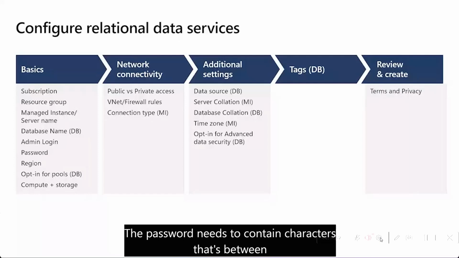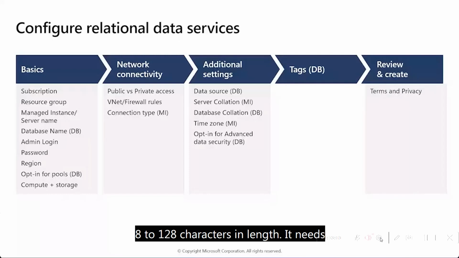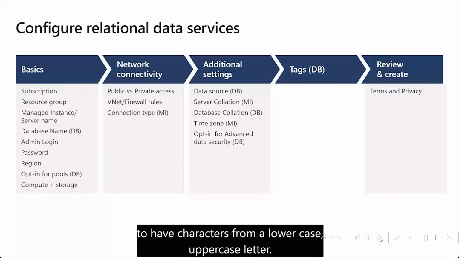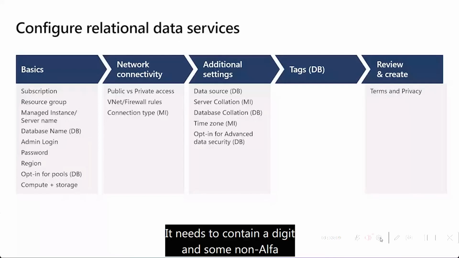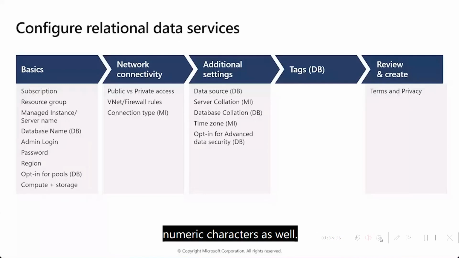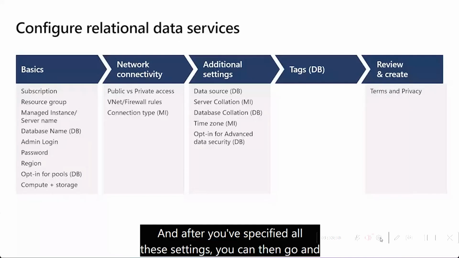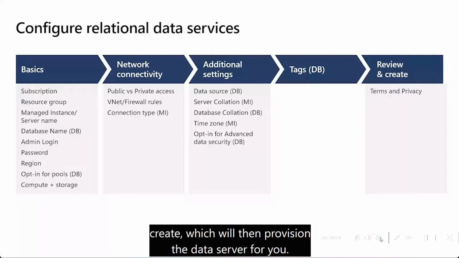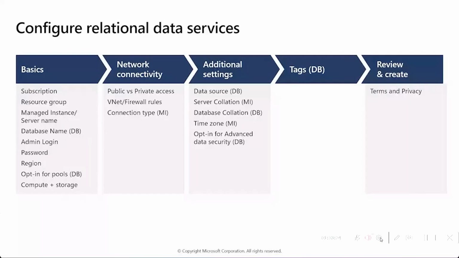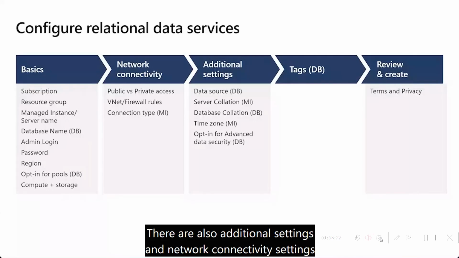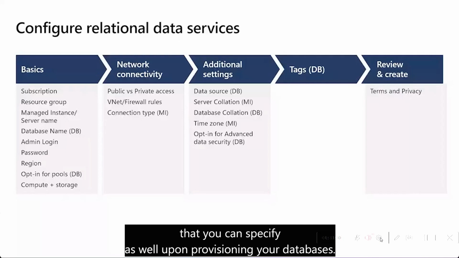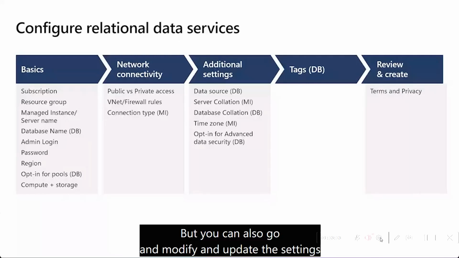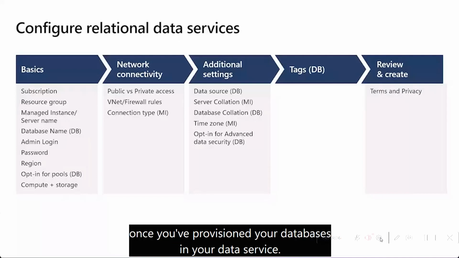The password needs to be between 8 to 128 characters in length. It needs to have characters from lowercase and uppercase letters. It needs to contain a digit and some non-alphanumeric character as well. After you've specified all these settings, you can then go and create, which will then provision the data server for you. There are also additional settings and network connectivity settings that you can specify upon provisioning your databases, but you can also modify and update these settings once you've provisioned your databases and your data servers.